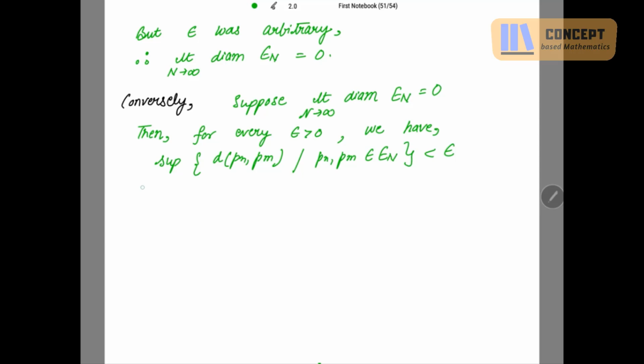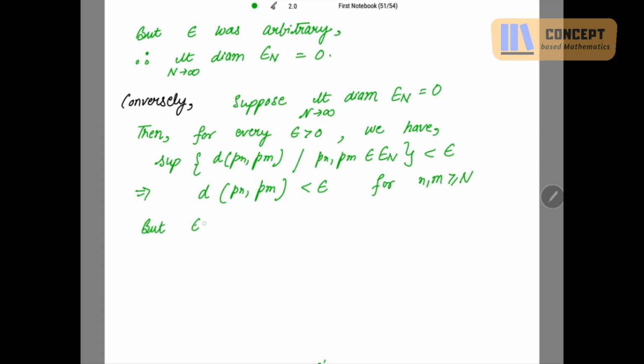Which implies, now if the supremum distance, that is the maximum distance between the terms of the sequence, is less than epsilon, that means any distance is less than epsilon. If the supremum distance is less than epsilon, that means the other distances are also less than epsilon, for n, m greater than or equal to N. And this is nothing but the definition of a Cauchy sequence, right?